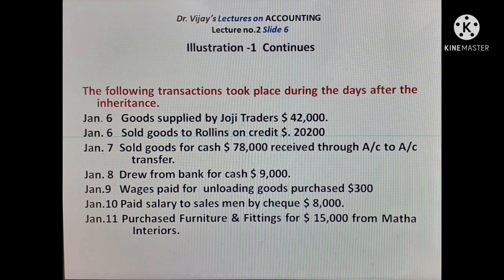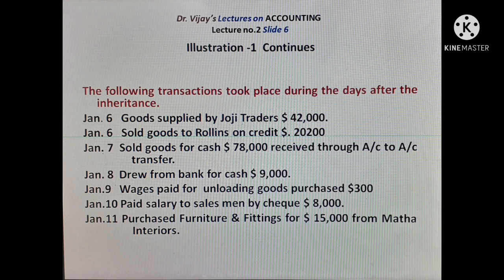So it should be shown in purchases account and Joji Traders account. If it was purchase for cash, it should come in purchase account and cash account. Here it should come in purchase account and Joji Traders account. Purchase account is nominal account, expenditure, to be debited. Joji Traders is personal. Joji Traders is giver, so should be credited.